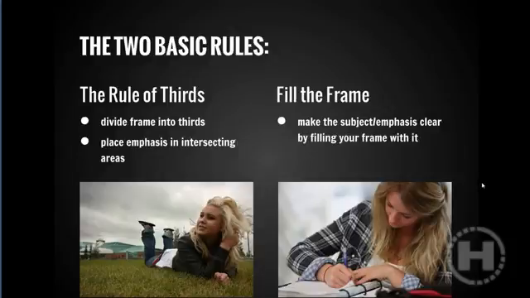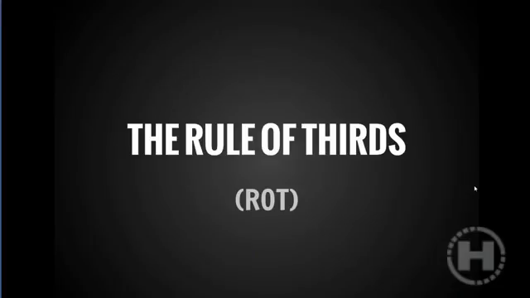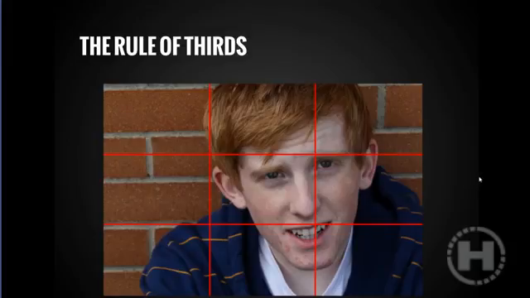So let's dig a little bit deeper into the two compositional techniques. Okay, so the first is the rule of thirds. Like I said, you basically create a grid, kind of like a tic-tac-toe grid here, where you divide the frame into thirds, both horizontally and vertically.